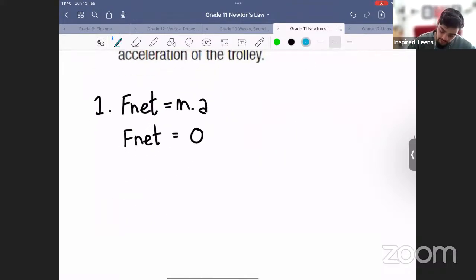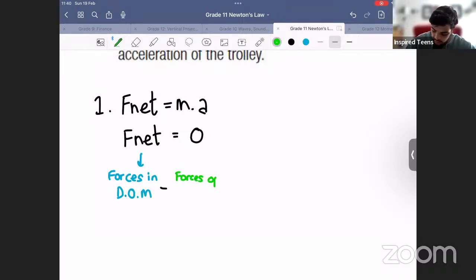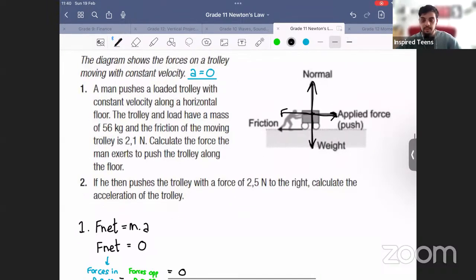But now, how do we open up F net? Remember, it's forces in direction of motion, DOM, minus forces opposite to direction of motion. Okay, that's how we open it up. In this case, it's equal to 0. So tell me, what is the direction of motion in this specific question? No, we do not need to calculate FG first. What is the direction of motion in this specific question?